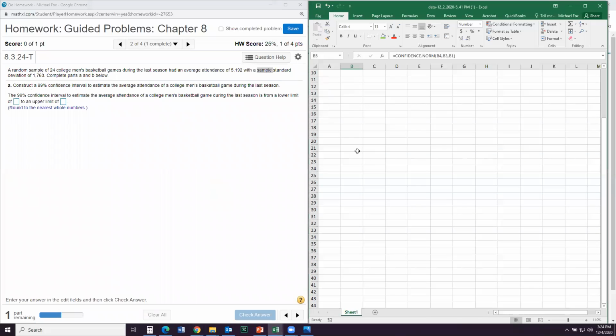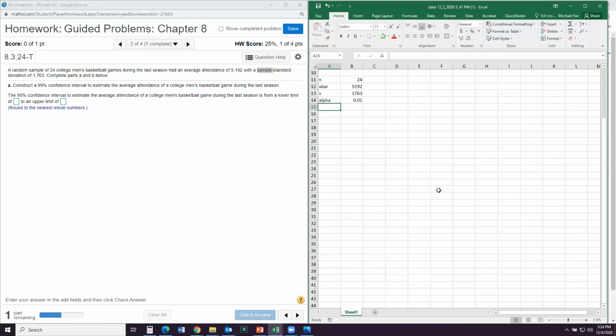So I'll start with what I know. Sample size, or N, is 24. The average attendance, or X bar, the mean of the sample, is 5192. The sample standard deviation, sometimes it's just shown as S, right? That's sample standard deviation, 1763. And then my alpha, which is 1 minus the confidence level, so 1 minus 0.99 is going to be 0.01.